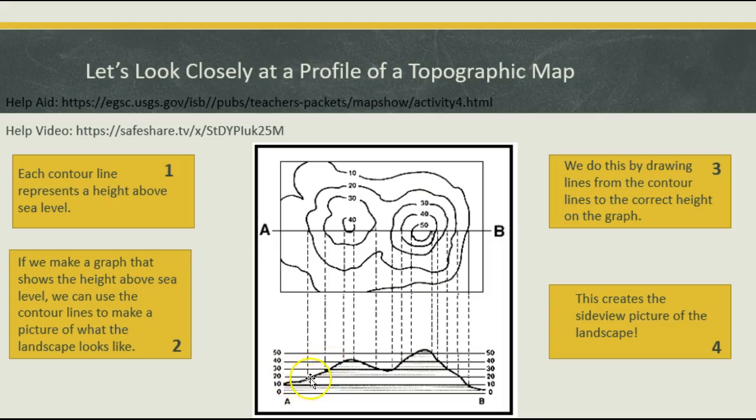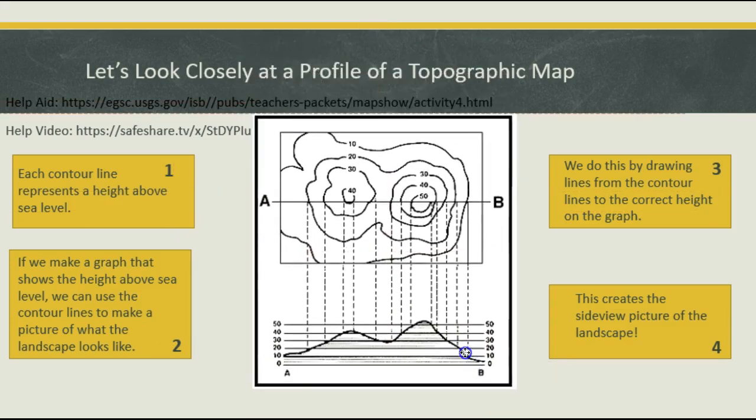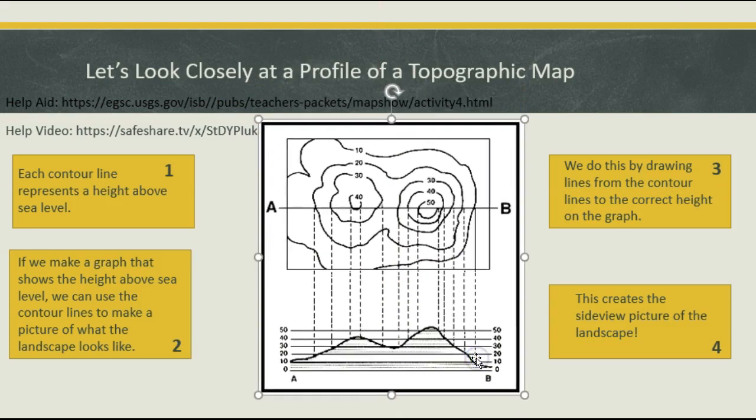And so on and so forth until we get a picture of what the landscape would look like if we had stepped back and looked backwards at it. When we look at a contour map, that's like if we're up in a helicopter looking down on the landscape. And when we have a profile, it's like we've landed the helicopter and looked back at the landscape. So the contour map itself is like a helicopter view. The profile is like a horizon view.